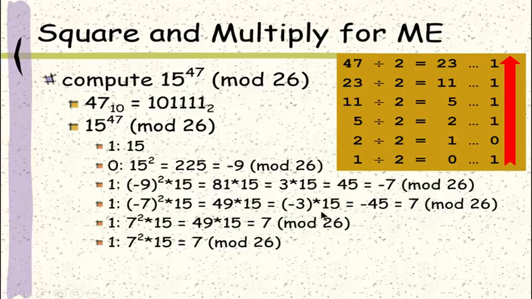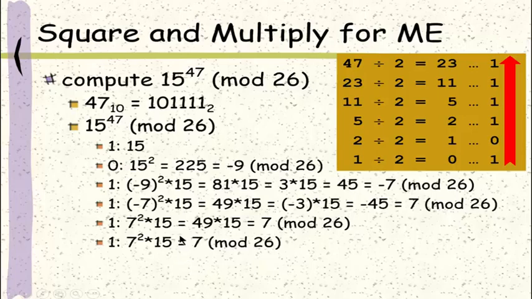Square the 7 here and multiply by 15 because the bit is 1, so we get 49 times 15 again, which is 7. And we do this again, so eventually we know that 15 to the power 47 mod 26 is equal to 7.